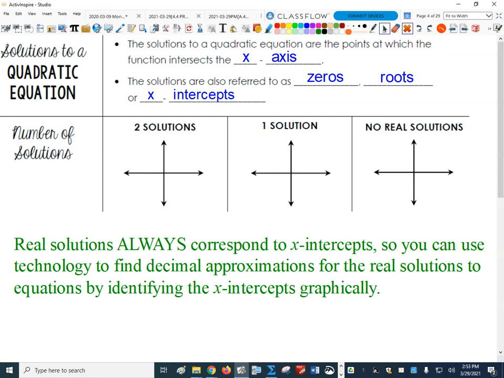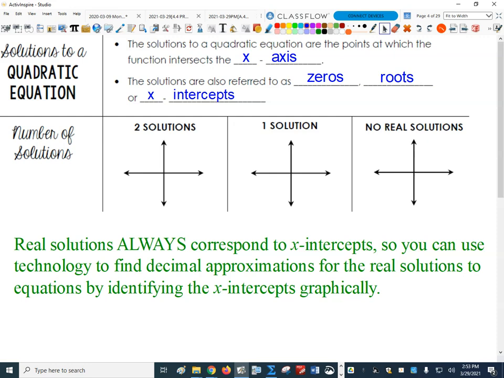So what would a graph of a quadratic equation with two solutions look like? We know that if we graph a quadratic function, it's a parabola. How could I draw a parabola that has two x-intercepts? What do you think? Let's say, for example, that I put the vertex of my parabola down here. Would the parabola have to open up or down to have two solutions? It would have to go up, wouldn't it?